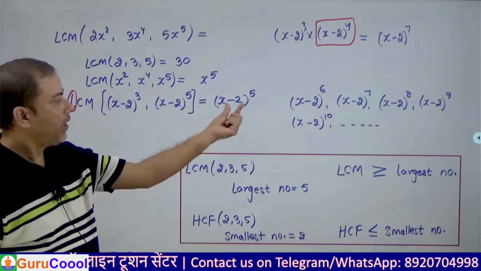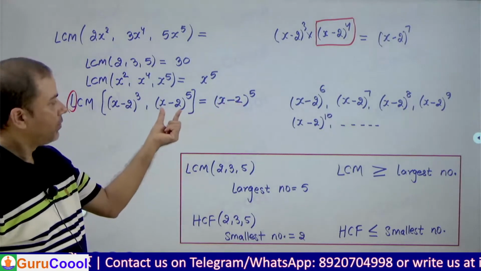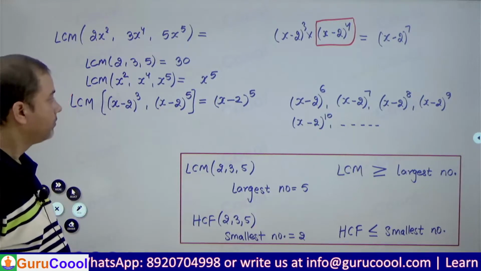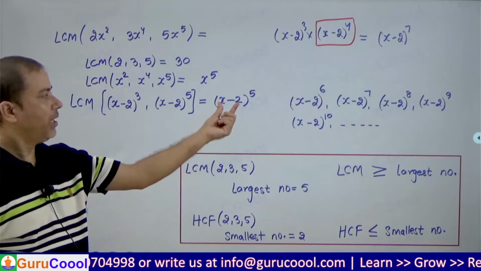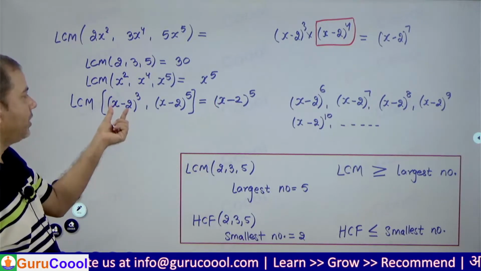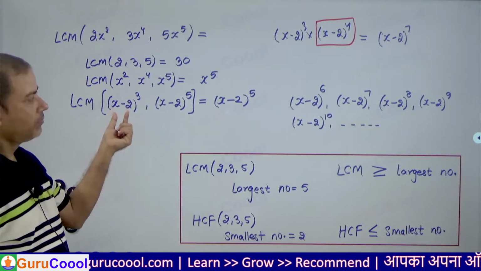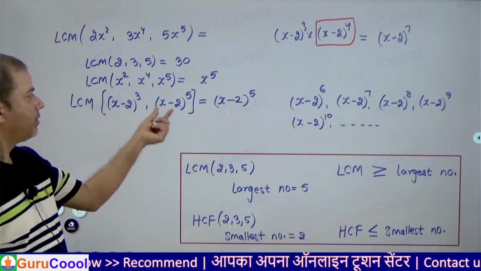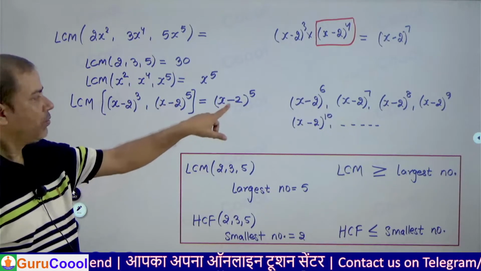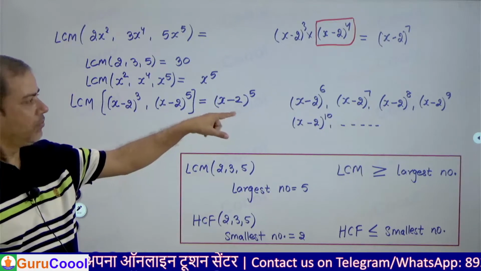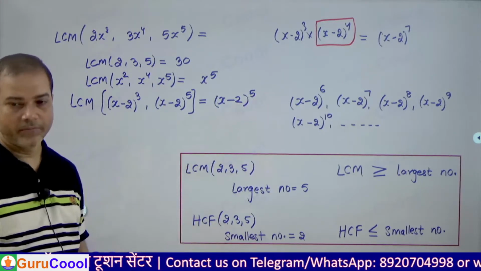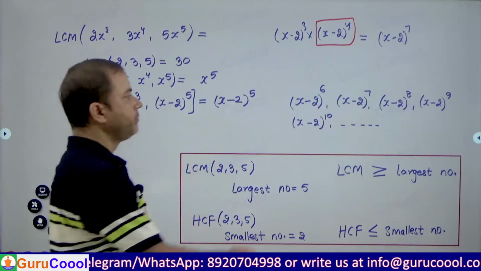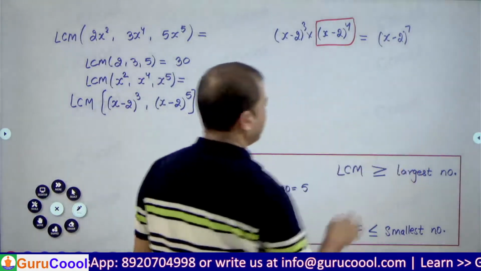X minus 2 power 5 is a multiple of this one. Correct or not? Yes, sir. And x minus 2 power 5 is also a multiple of this. Yes or no? Yes, sir. That means x minus 2 power 5 is the multiple of both of these. So why not take the least multiple? Why take greater powers? They are of course multiples, but not the least. We have to take the least.